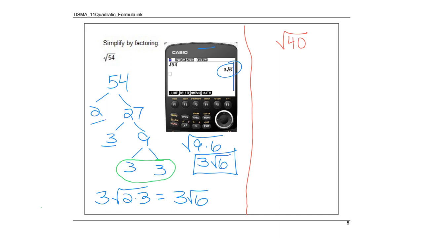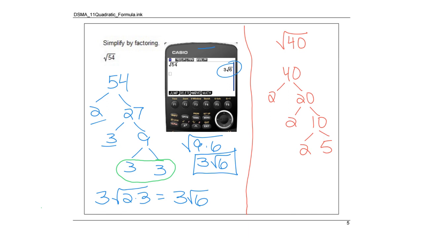All right, let's look at the square root of 40, and we want to simplify. So we're going to take 40 and create a factoring tree here. It's divisible by 2, 20 is divisible by 2, and finally 10 is divisible by 2. But now I'm done. So 2 times 2 times 2 times 5 would get me back to 40.